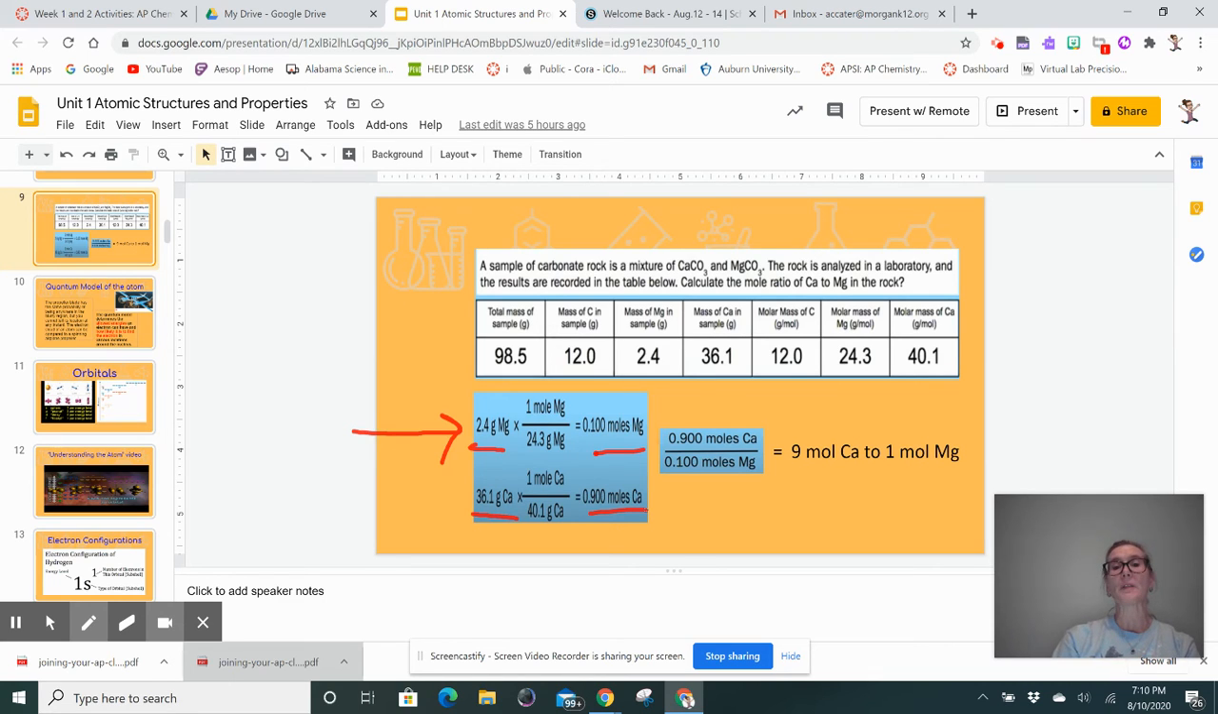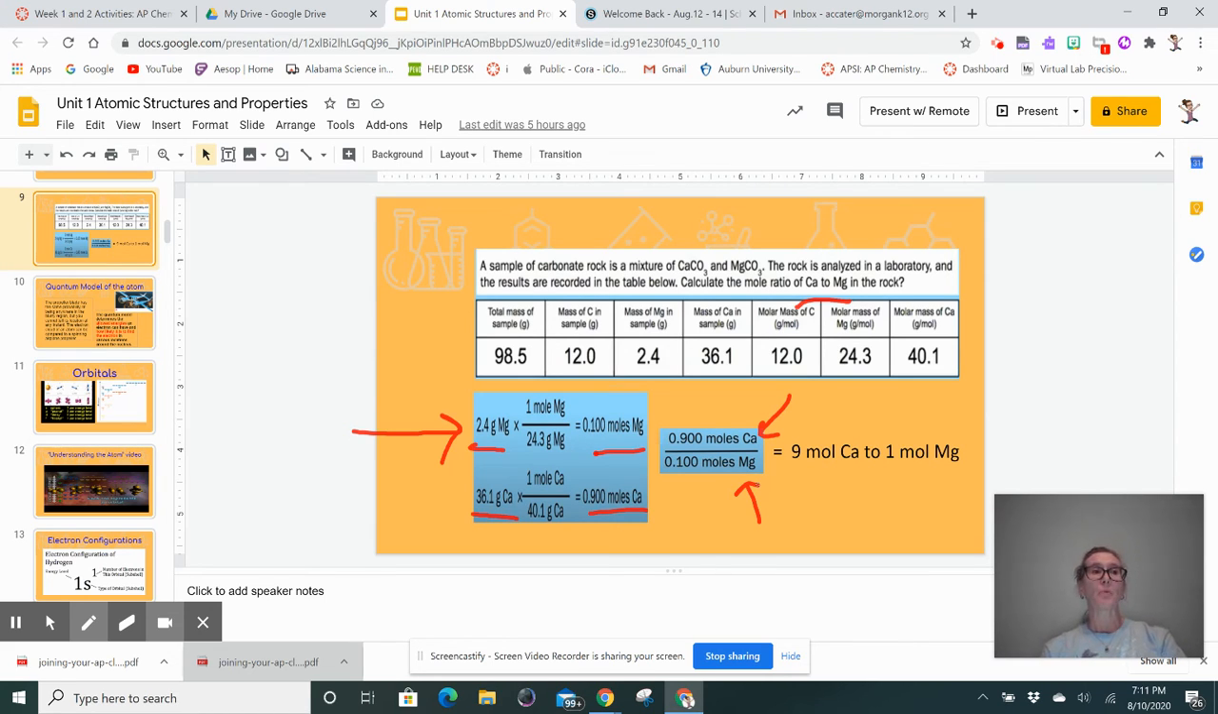And then, since it specifically says the mole ratio of calcium to magnesium, I'm just going to make a ratio of those two numbers. That's all I'm going to do. So 0.9 moles of calcium is going to go on top. That's the first one that's mentioned in our ratio, and 0.1 is going to go on the bottom. So it's a 9-to-1 ratio of calcium to magnesium. That means in that mixture of that rock, I have 9 times more calcium than I do magnesium.